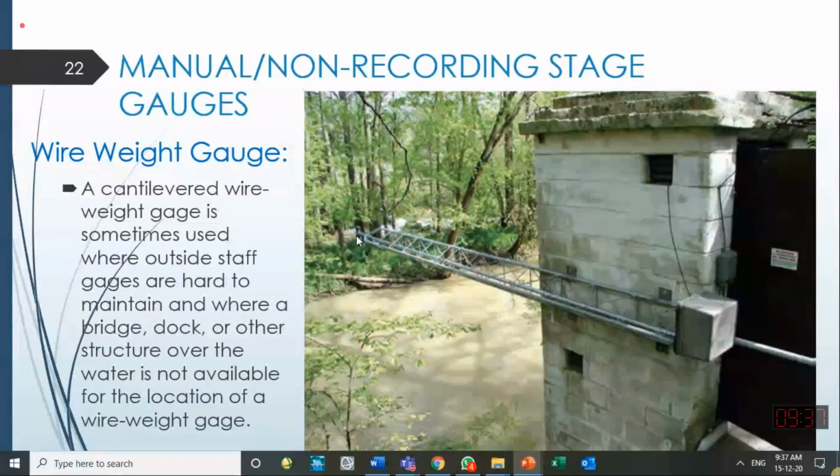Sometimes we suspend them with the help of a cantilever installed to the bridge pier on the side. Not bridge pier, some permanent installation on the side. We can install a cantilever, a frame like that, and we can install our instruments with that one also.